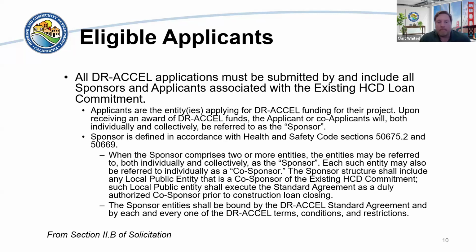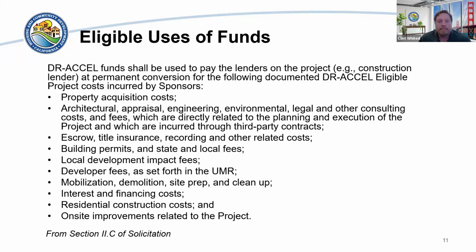Those would include local public entities. Those local public entities should execute the standard agreement as duly authorized co-sponsor prior to construction loan closing. The sponsor entities need to be bound by the DR Excel standard agreement and by each and every one of the DR Excel terms and conditions and restrictions. Next slide. DR Accelerator funds shall be used to pay the lenders on the project.